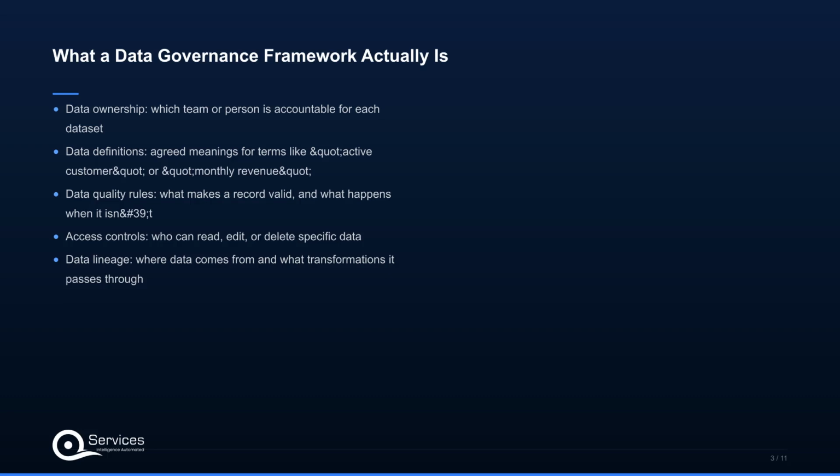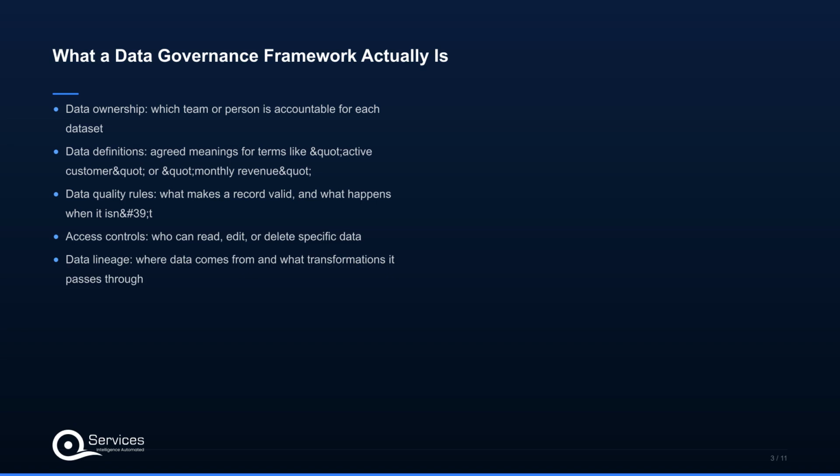Next up, let's talk about what a data governance framework actually is. A data governance framework is a structured set of policies, roles, and processes that control how data is created, stored, accessed, and used across your organization. It answers three basic questions: who owns the data, how do we know it's accurate, and who can see or change it?